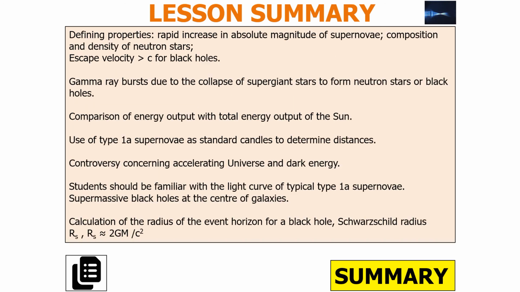You should know the properties of a supernova, including its rapid increase in absolute magnitude, and the composition and density of neutron stars. Know that the escape velocity is greater than the speed of light for black holes. Know that gamma ray bursts due to the collapse of supergiant stars form neutron stars or black holes. Compare the energy output with the total energy output of the Sun. Use type 1a supernovae as standard candles to determine distances, and understand the light curve of a typical type 1a supernova. We have supermassive black holes at the center of galaxies, and the calculation of the radius of the event horizon for a black hole, the Schwarzschild radius, is equal to 2GM over c squared.